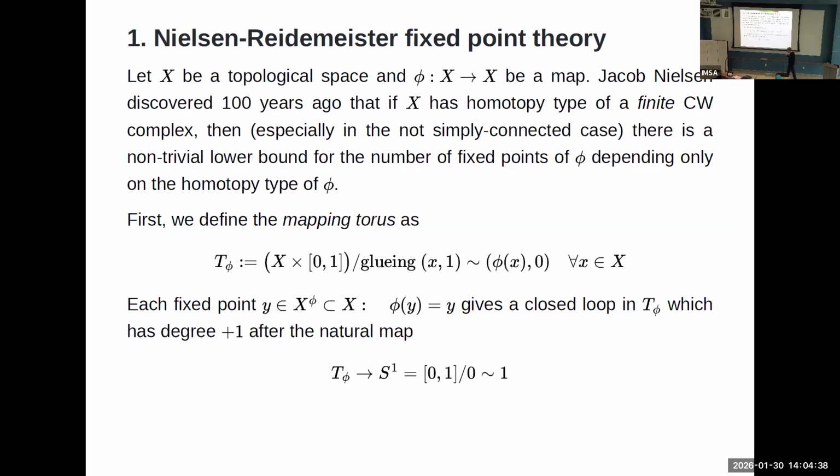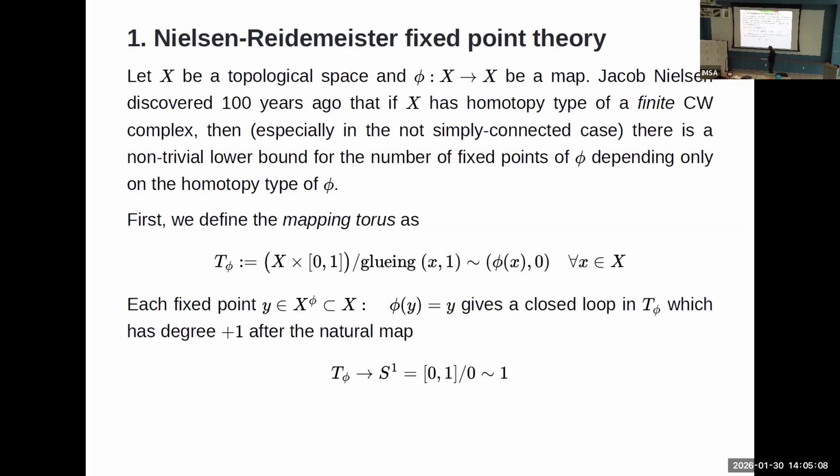If the fundamental group is trivial, then the lower bound will be 0 or 1, depending on the Euler characteristic of the Lefschetz number, non-zero or zero. That's it. But for non-simply connected cases, it's a very big number.